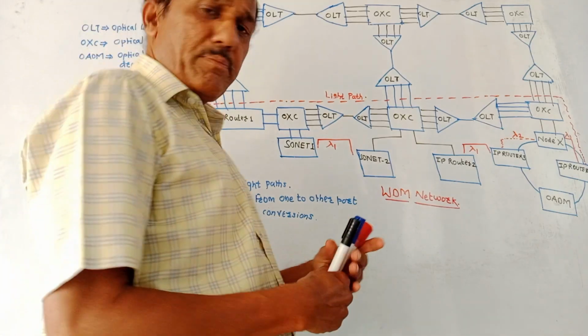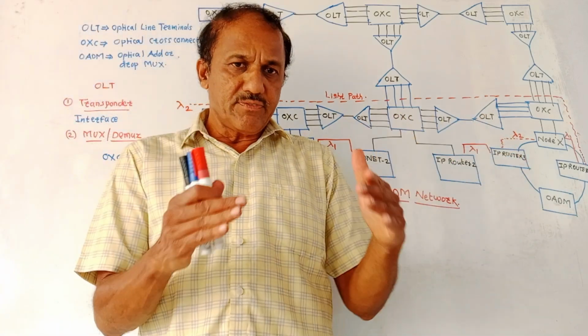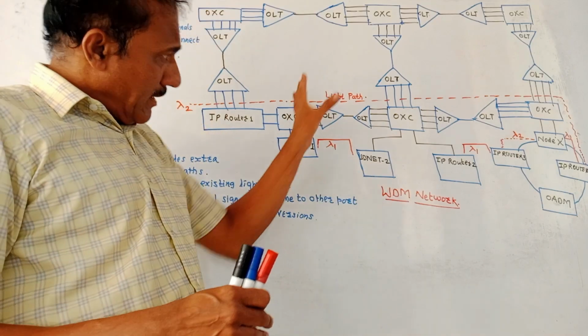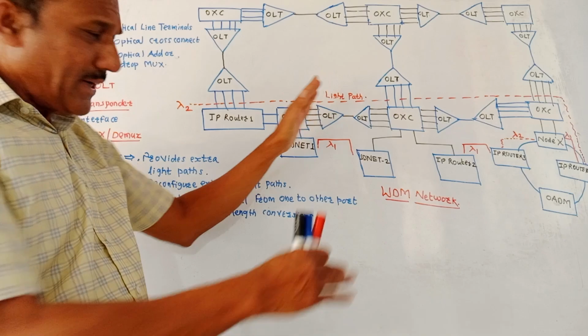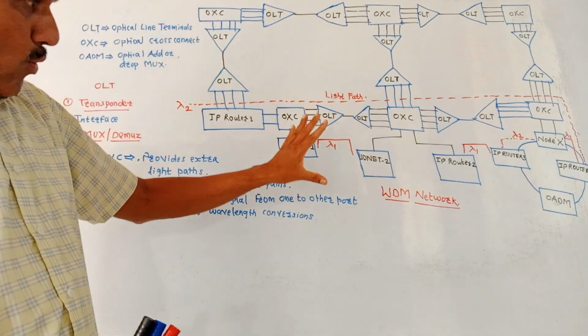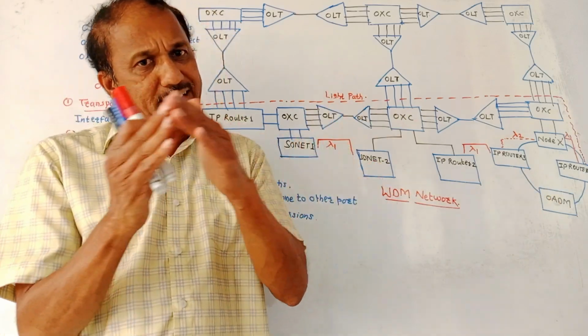The next important part is WDM network. It is wavelength division multiplexing network. So you might think that this is the complicated diagram. It is not at all complicated. Similar blocks are repeated. Now, this WDM network is used to connect different clients.